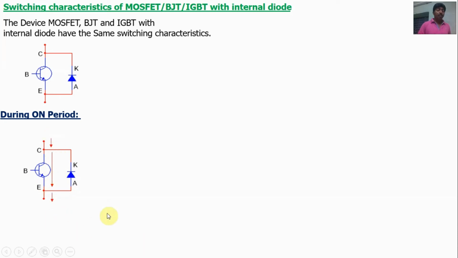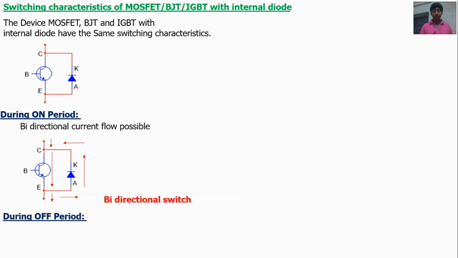Second case, BJT is off but diode is on. What will happen? The diode always conducts current from anode to cathode. So the current flows from emitter to collector. So for on condition, both directions are possible. The device allows both directions. So it's a bidirectional device.